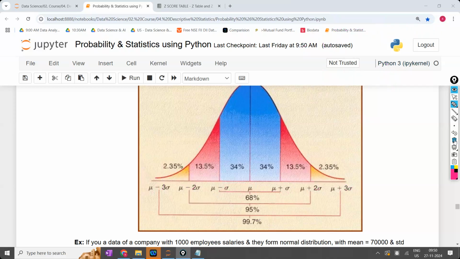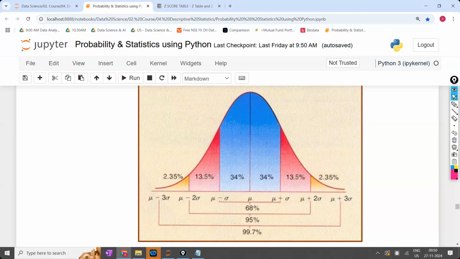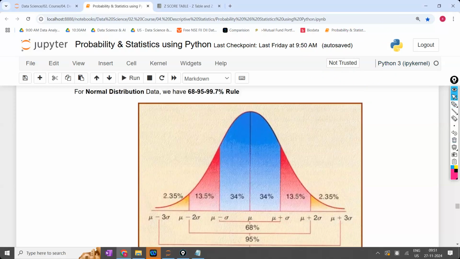It is a fixed rule. From mu, that is the center, from here to here, the probability is always 34%. From here to here, it is 13.5% up to 2 sigma. This one is 34, this is 13.5. So this is the 68, 95, 99.7% rule.